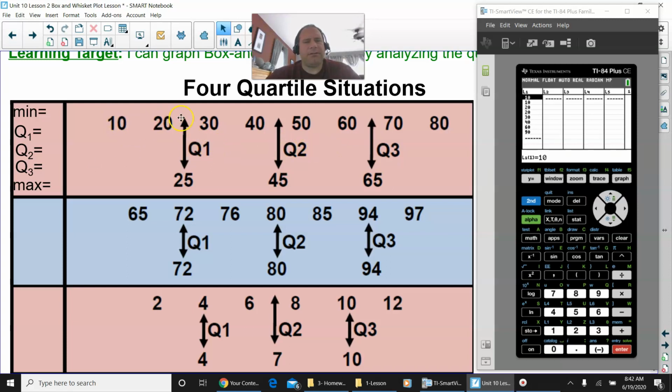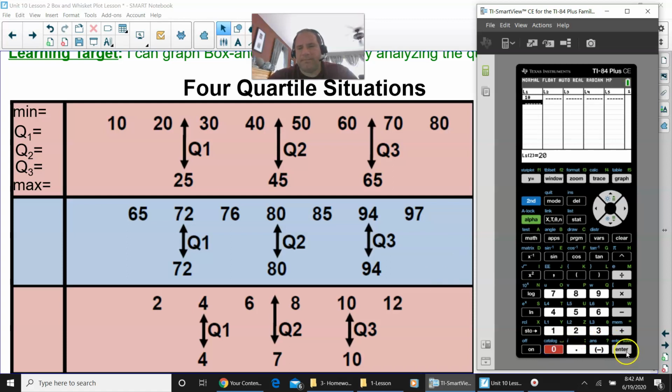Forget about these lines for now, right? So we have 10, 20, 30, 40, 50, 60, 70, and 80. I am going to go up to L1, press clear, and then press down right now. So I'm going to put those numbers in, and I have 10, 20, 30, 40, 50, 60, 70, and 80.